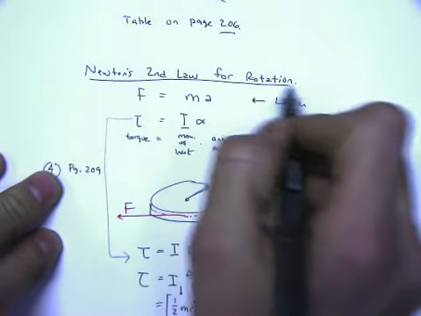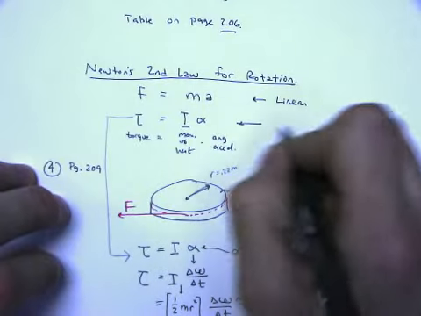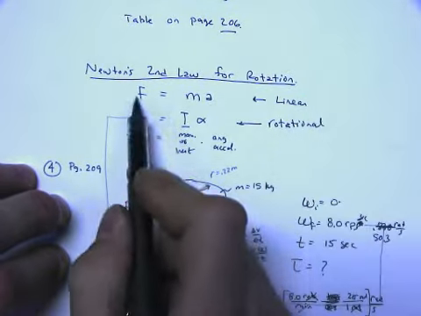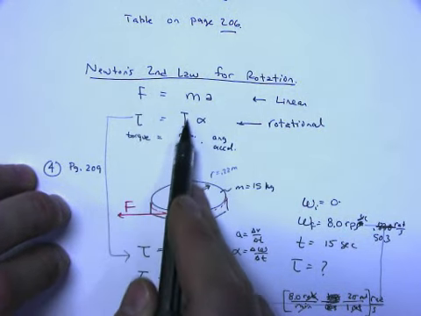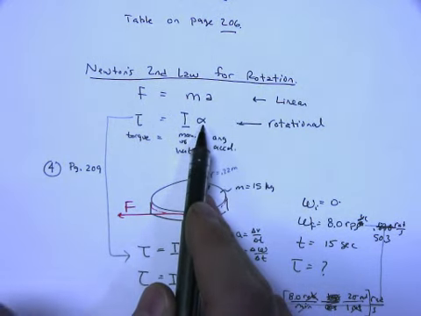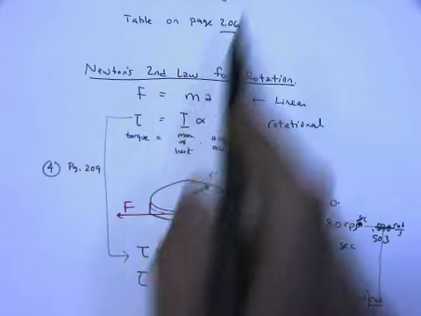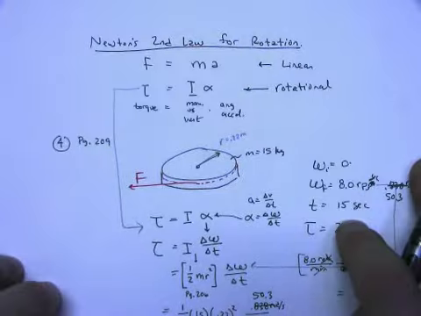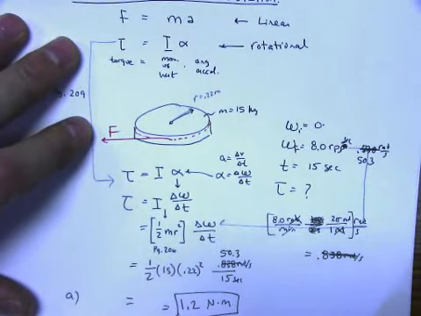Newton's second law for rotation is just like Newton's second law for linear motion, except it's for rotation. F equals ma: instead of force, we have torque. Instead of mass, we have moment of inertia. Instead of linear acceleration, we have angular acceleration. Remember, we have moment of inertia because of how much and where. And I also utilize the fact that acceleration is change in velocity over change in time.